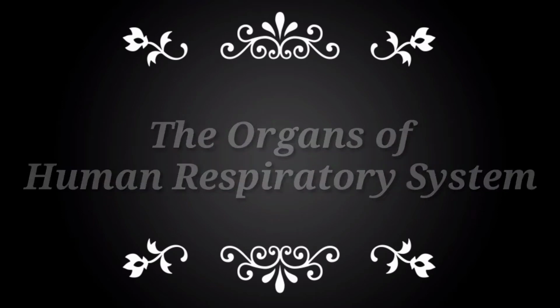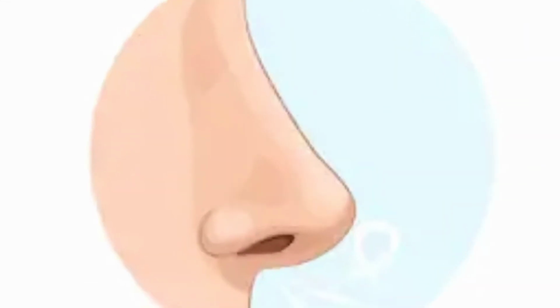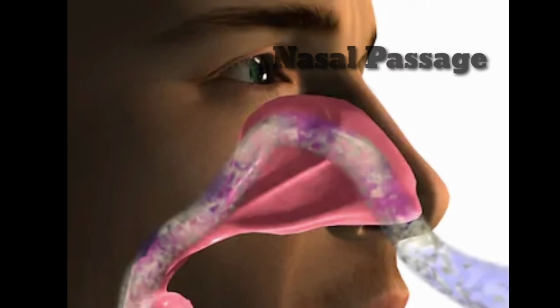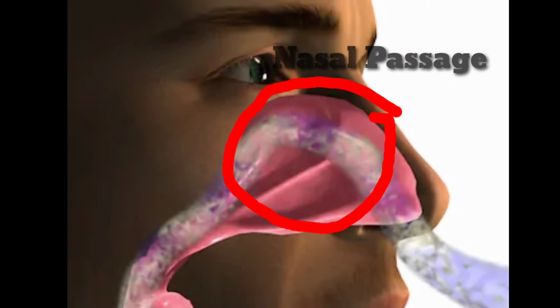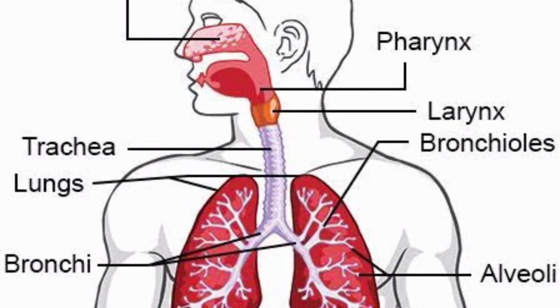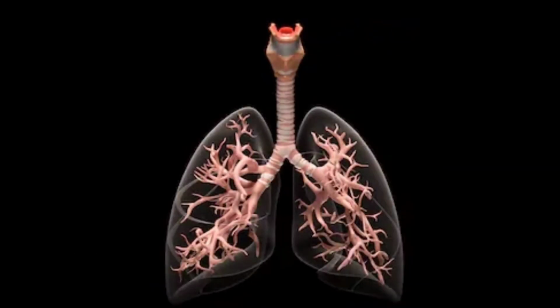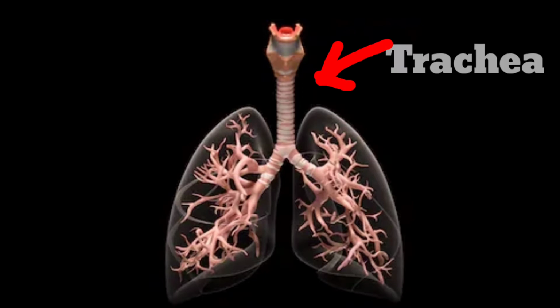Now let us move on to the organs which are involved in the human respiratory system. The first organ is the nose or a pair of nostrils. Then comes the nasal passage or the nasal cavity. You can see here the nasal cavity, I have pointed it. Then the next is the pharynx. Then is the larynx. Larynx is also called the voice box. Then comes the trachea, which is also called the windpipe.